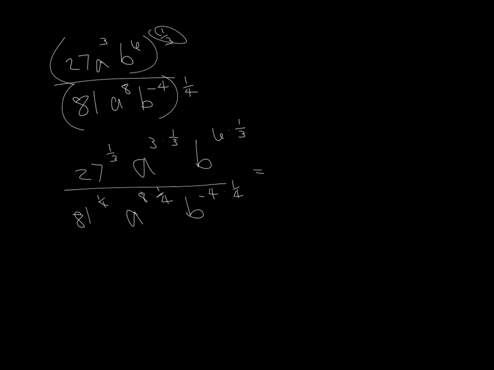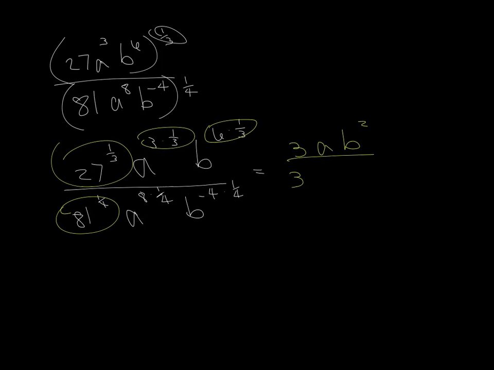Alright, let's look and see what we get on top. The cubed root of 27 is 3. 3 times 1/3 is 3 over 3, or 1, which I'm not even going to put a 1 up there. 6 times 1/3 is 6 over 3, which is 2. 4th root of 81 is 3. 8 times 1/4 is 8 over 4, which is 2. -4 times 1/4 is b to the -1. Okay, let's see if I'm missing anything. I don't think I am.